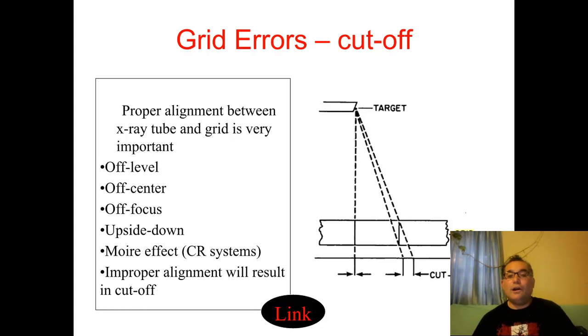As well, there are some issues when you utilize a grid combined with a CR, computed radiography system. You can have what's known as the Moire effect, M-O-I-R-E. All of these are going to cause serious problems with your density.